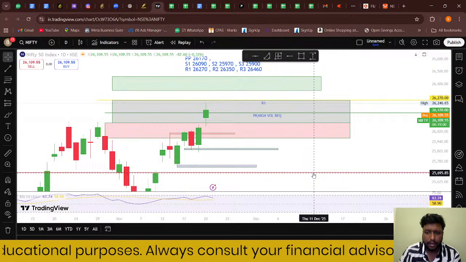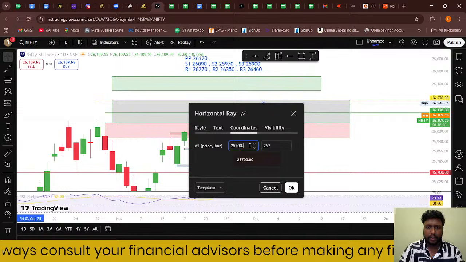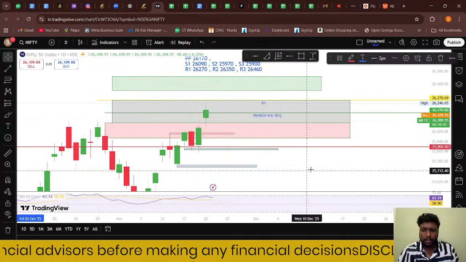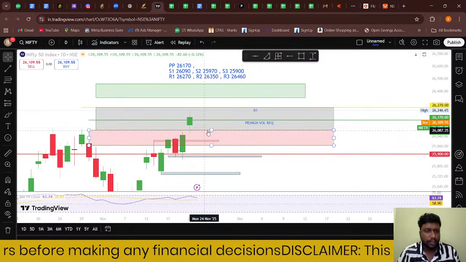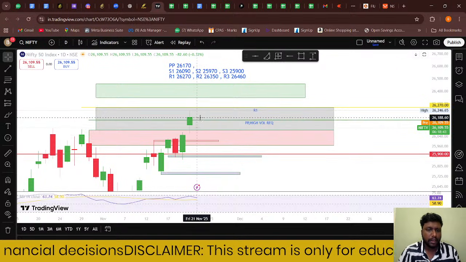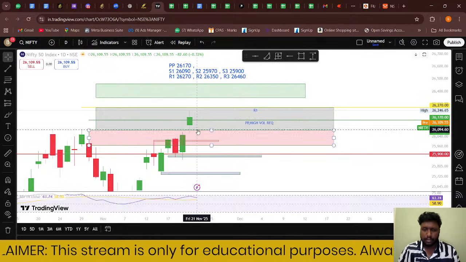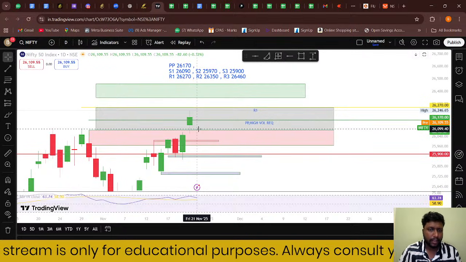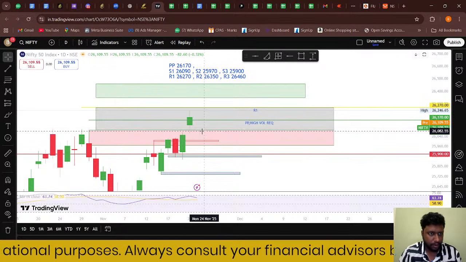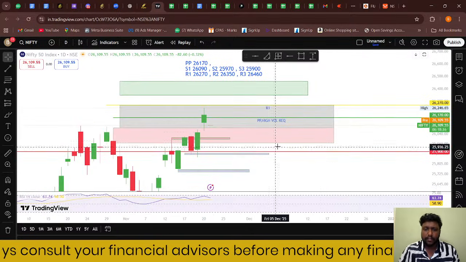We didn't mark the R3, so we'll mark it as well. Support 3, 25,900, will be the support level. Then you can plan a bearish movement with respect to these levels. So it depends on the pivot line point. If it is reclaiming and sustaining above that pivot line, you can plan a bullish side movement, or else you can plan a bearish movement only below this level. If it gives a breakdown below this level, you can plan your trade on the bearish side.